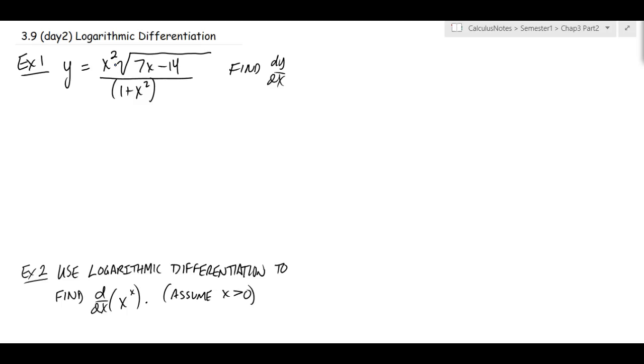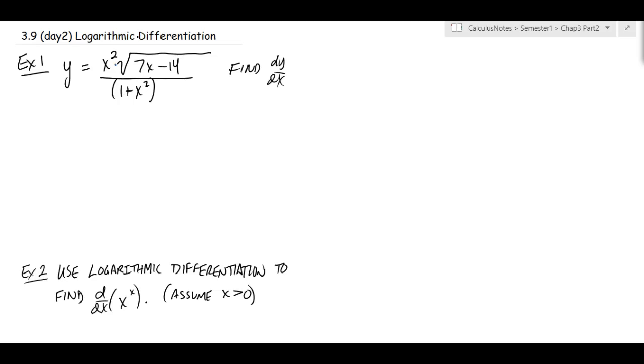product, so it would require the product rule to do the derivative of the top, and it would require the quotient rule to take care of the fraction, and then we would also have the chain rule because we have 7x minus 14 underneath the radical. And so we'd have product rule, chain rule, and quotient rule all going on in the same problem. So we could do it, but here's another alternative.